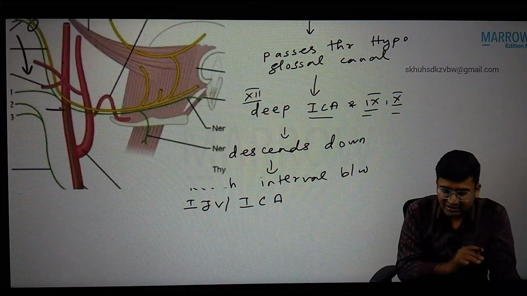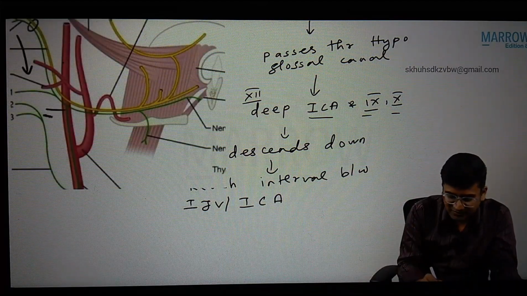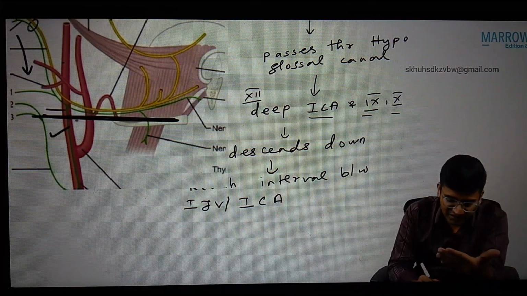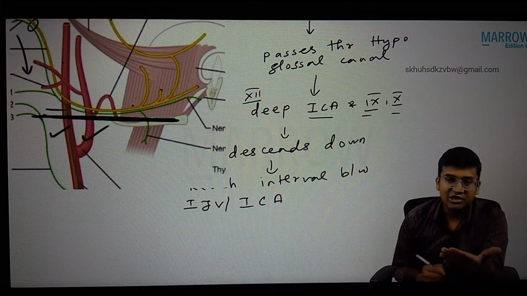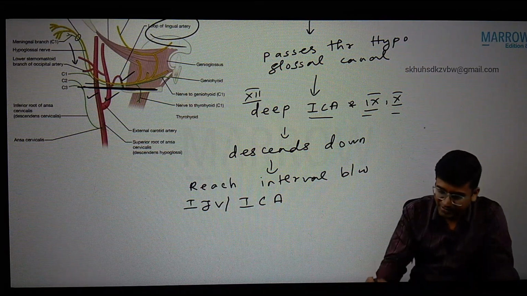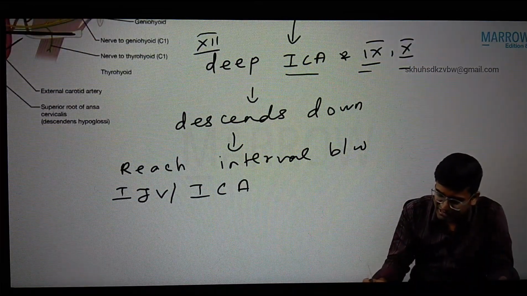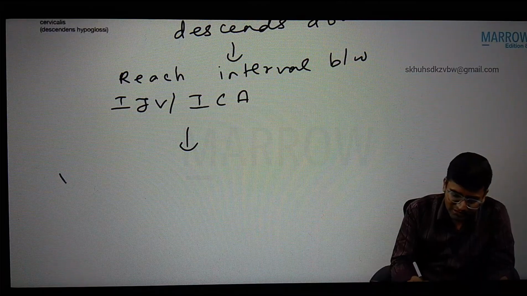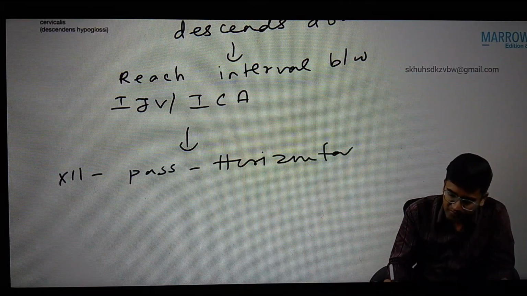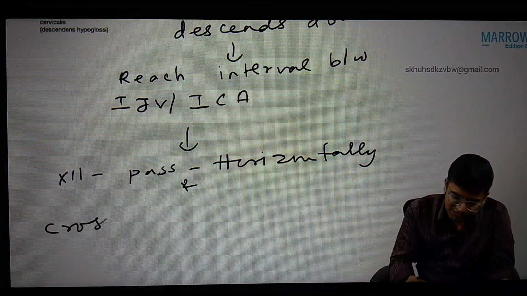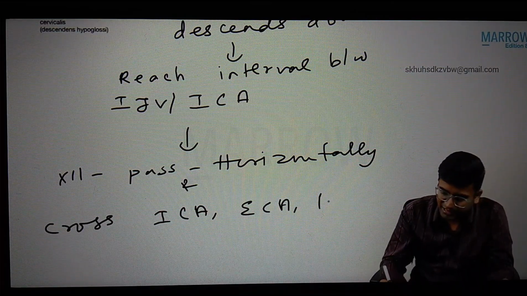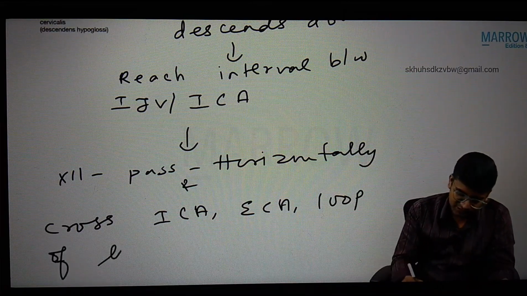Now from here, the nerve is passing horizontally. See here, the nerve is passing horizontally like this. The nerve is crossing the internal carotid artery, the external carotid artery, and the loop of the lingual artery. So after reaching the interval between the internal jugular vein and the internal carotid artery, the hypoglossal nerve passes horizontally and crosses the internal carotid artery, external carotid artery, and the loop of the lingual artery.